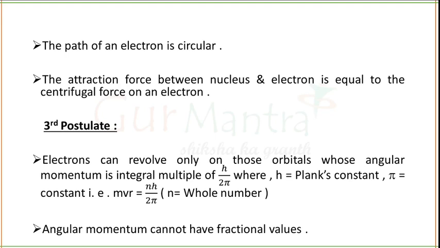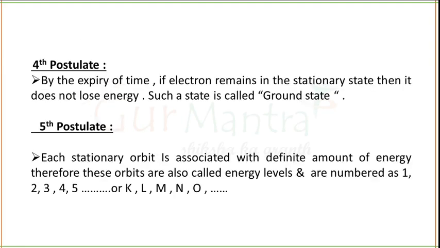Angular momentum cannot have fractional values. It should always be a whole number multiple. Next is the fourth postulate, which states that as time passes, electron remains in the stationary state and it will not lose any energy. Such a state where energy is not being lost by the electron is known as ground state.